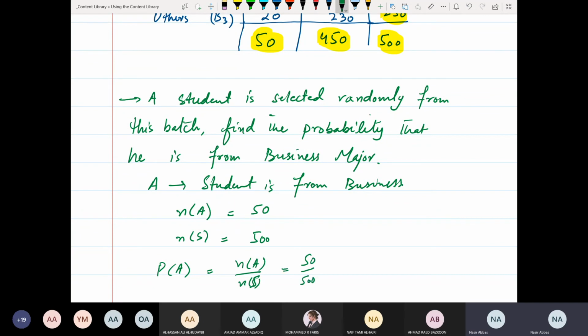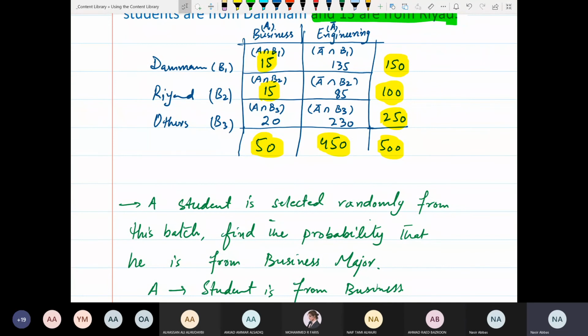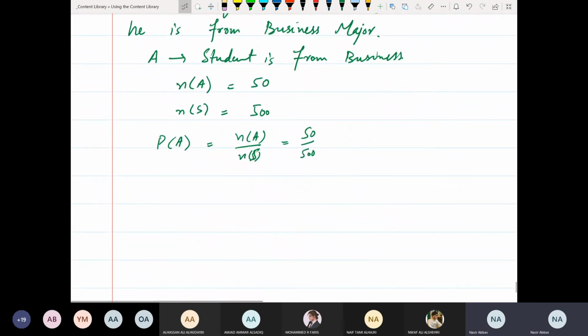On a side note, what if I ask you a question that I picked 3 students? What is the probability that 2 of them are business and 1 of them is engineering? Who can solve this question? Raise your hand if you have the answer or expression. Not the answer, expression. Let me write the question on the side note. Probability of selecting 3 students, and I want 2 business and 1 engineering.